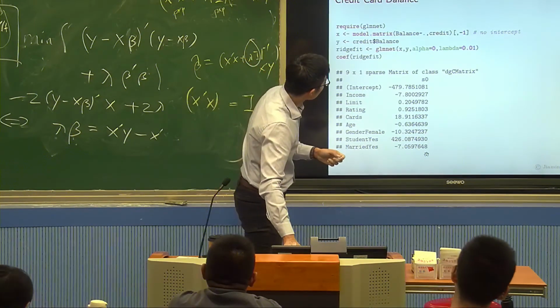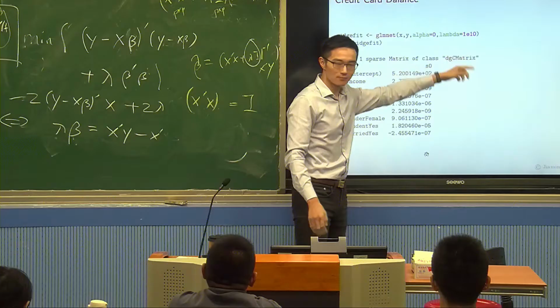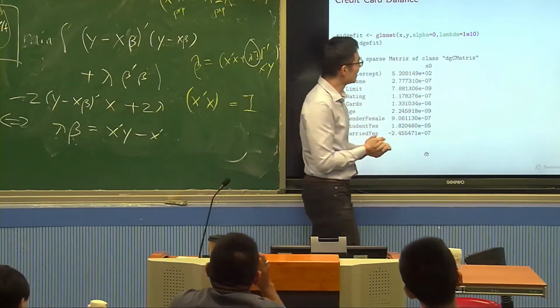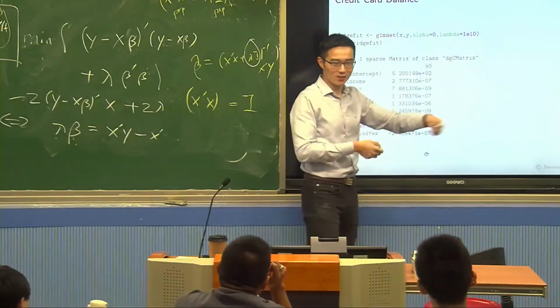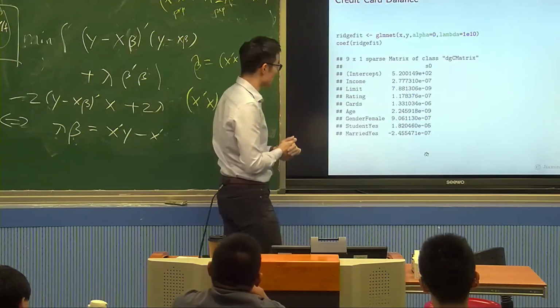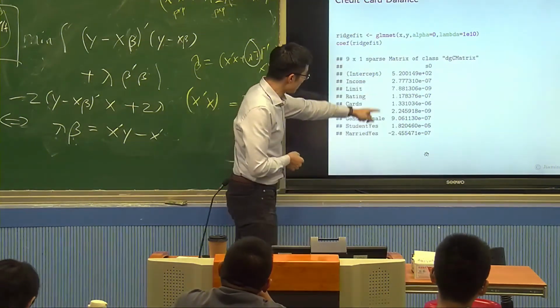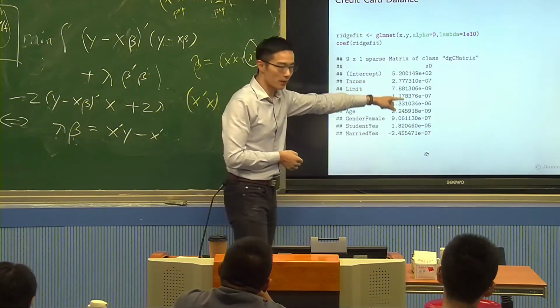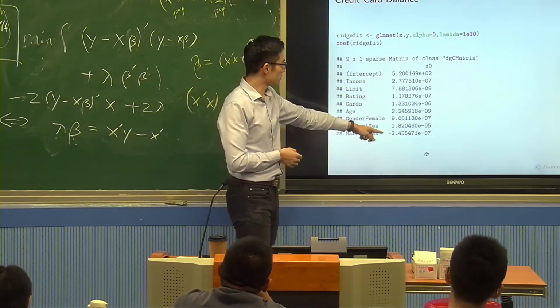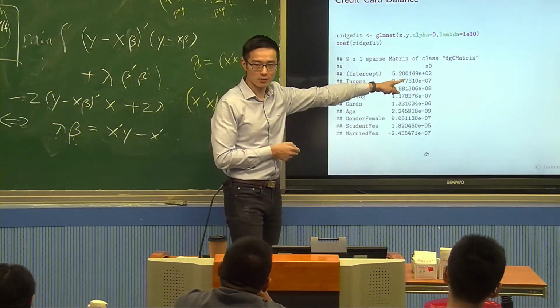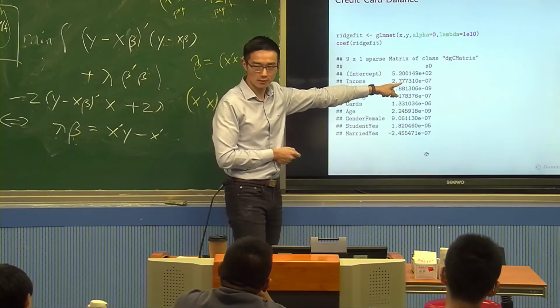But what if we set lambda equal to, I don't even know how much that is, tens of trillions or whatever, e to the 10. Now everything here becomes 0. All the betas become 0, except the intercept, because we do not shrink the intercept.